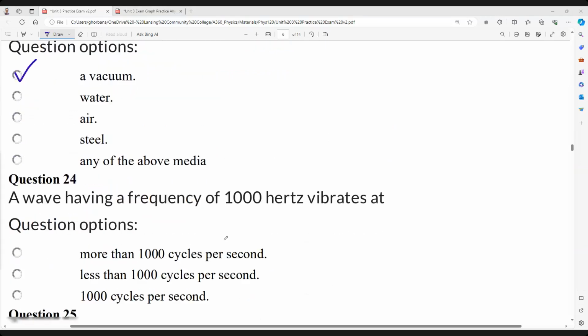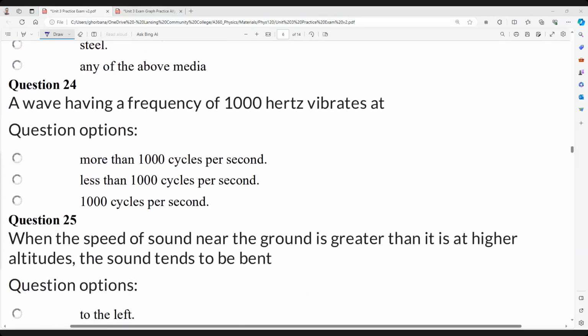So question number 24, again, the same definition. A frequency of 1000 hertz is 1000 cycles per second. Yeah, 1000 cycles, 1 over the, let's say 1000 hertz.